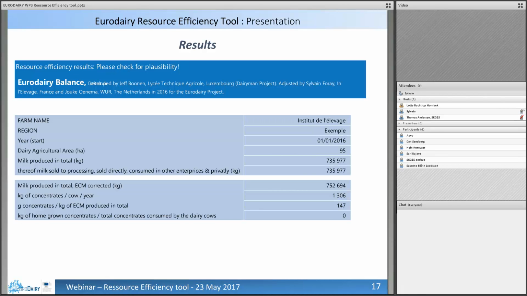You have the milk produced in total, energy corrected, the kilograms of concentrates per cow per year, the quantity of concentrates in grams per kilogram of corrected milk, and the quantity of homegrown concentrates used on the farm, considering the total concentrates consumed by the dairy cows. So it's one of the indicators that you can find at the end of the tool.